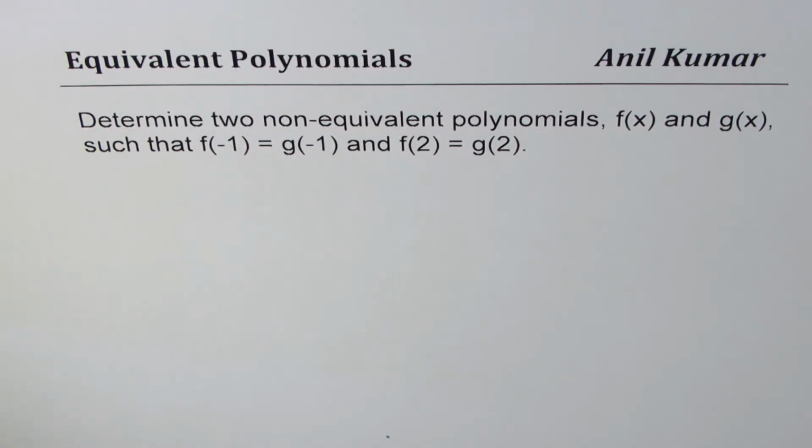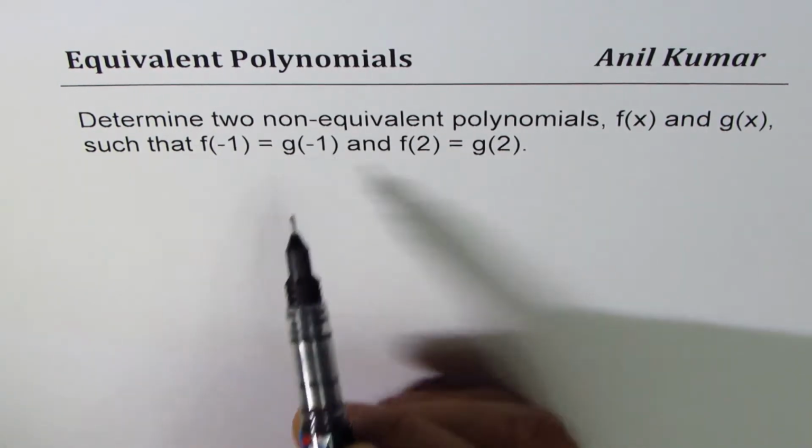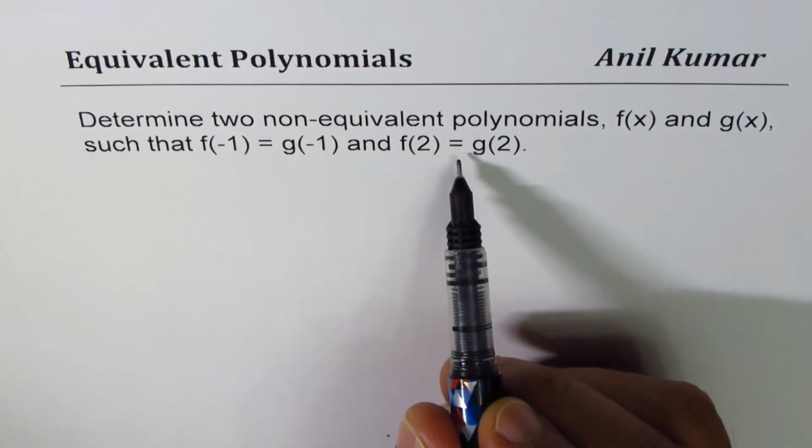I'm Anil Kumar, and in this video we'll find how to write non-equivalent polynomials when we are given two similar points. The question here is, determine two non-equivalent polynomials f of x and g of x such that f of minus 1 equals g of minus 1 and f of 2 is equal to g of 2.